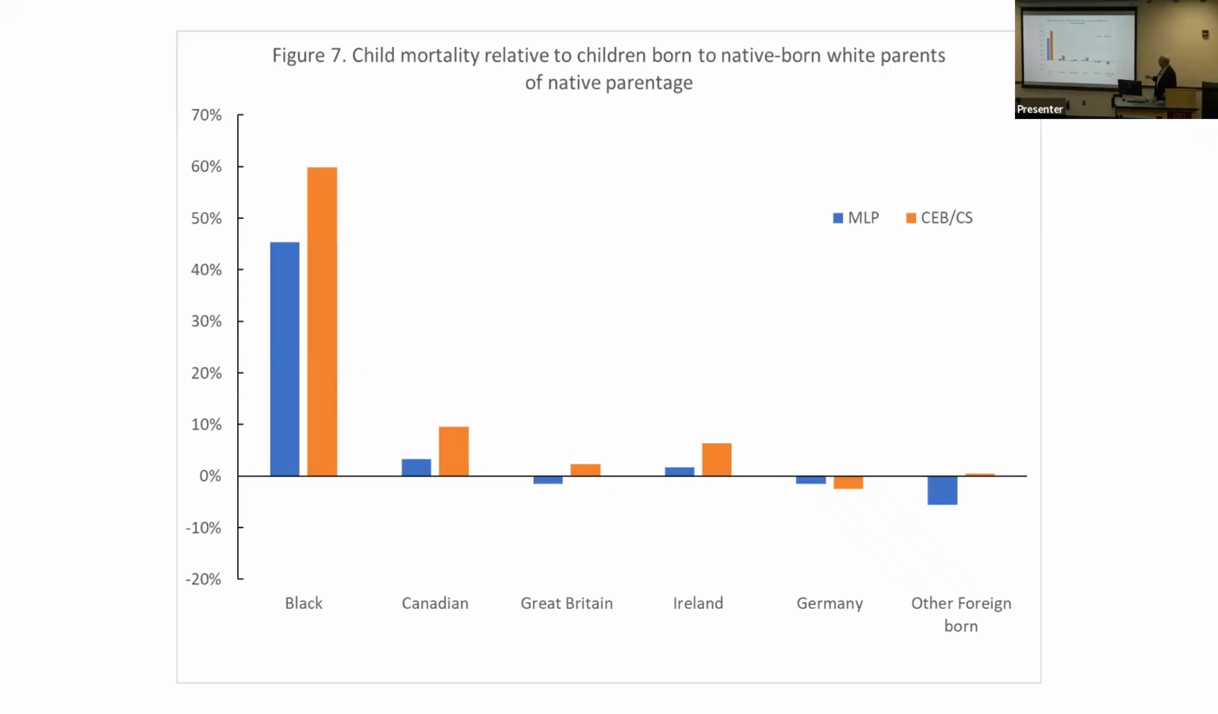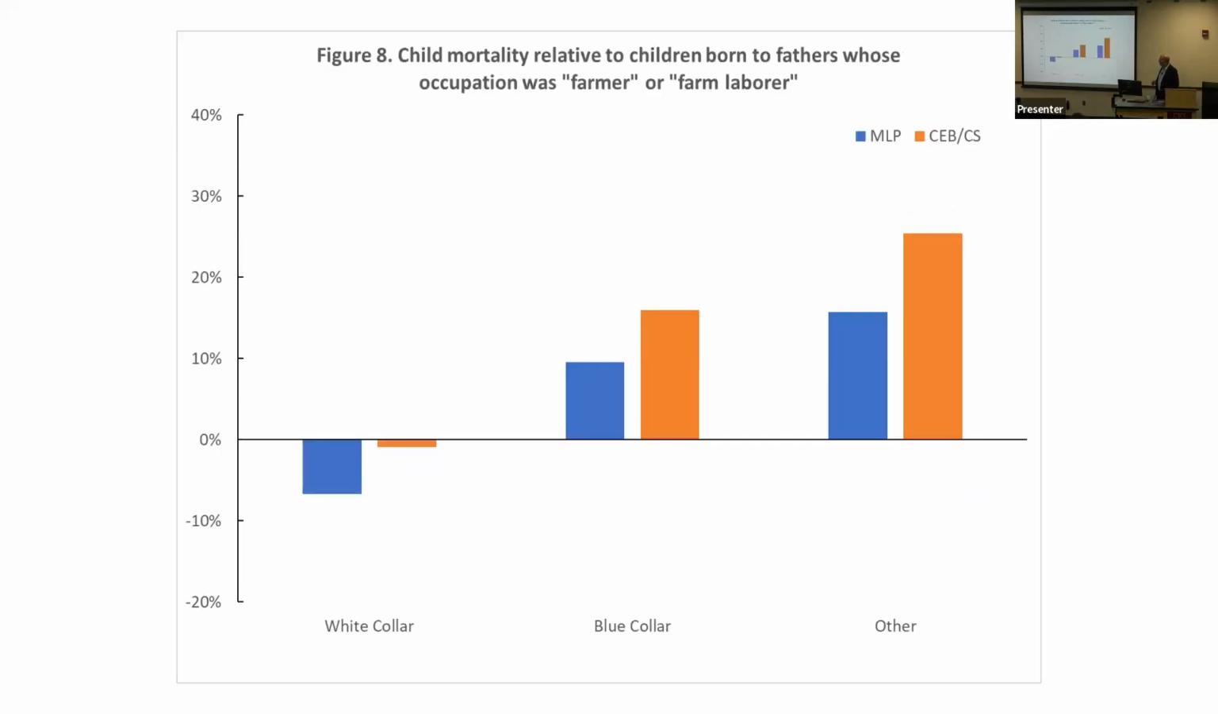In terms of birthplace and ethnicity, we find similar but different levels. We both agree that the Canadians have higher child mortality. We split opinion about those parents who were born in Great Britain. We agree that parents from Ireland have higher child mortality than native born, all else being equal. Here are the results of occupation. We find that white-collar workers enjoyed lower child mortality. We have very similar results.